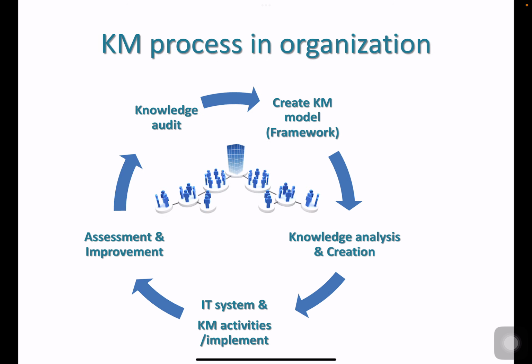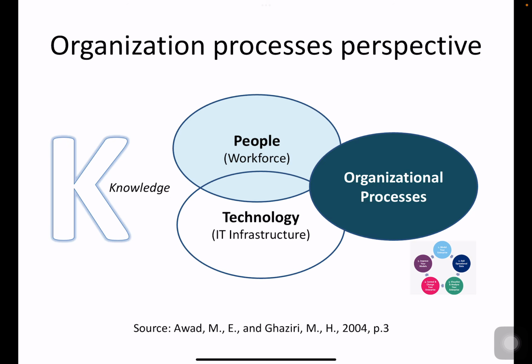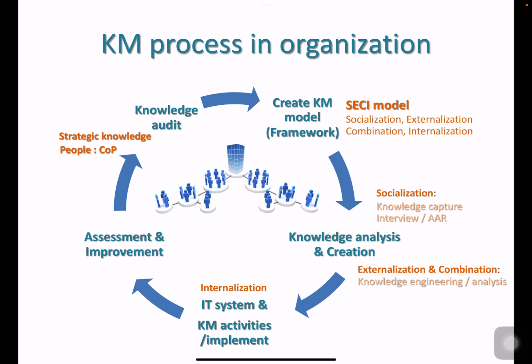Okay, let's see the big picture. For the knowledge management process in an organization, we start from the knowledge audit. The second is the knowledge creation model, where we're going to use the SECI model. Third, knowledge analysis and creation. Fourth, information technology system and KM activity implementation. Fifth, assessment and improvement. We're going to start with the knowledge audit first, based on the organizational process. Please keep in mind that we have the big steps.